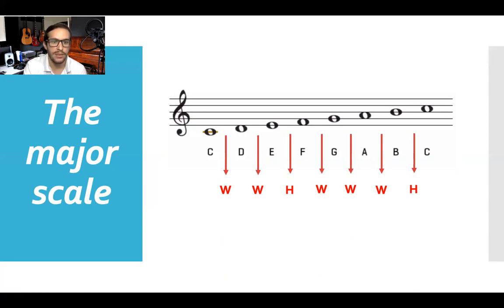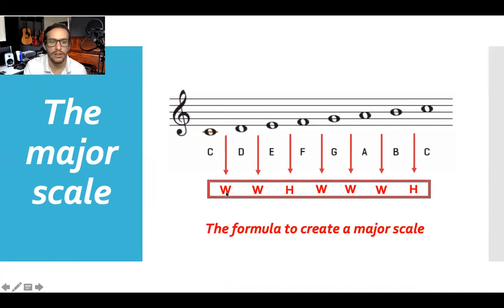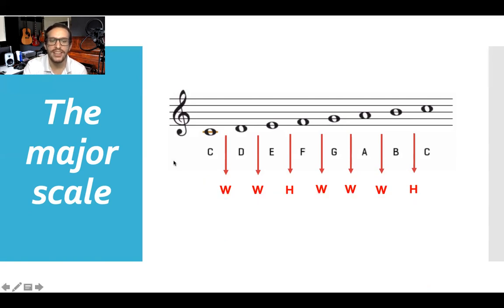So it's C, then we have C sharp, and then we have D. So between C and D, we have a whole step. Here we have it, okay? Between D and E, we also have a whole step, okay? Because we have a D sharp here in the middle.